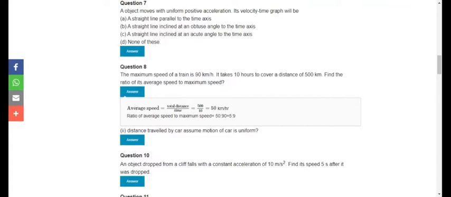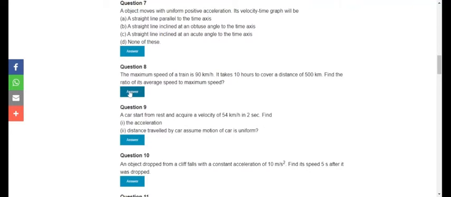So average speed is total distance by total time, so that is 500 divided by 10, so that is 50 kilometer per hour, and the maximum speed is given in the question as 90 kilometer per hour. So you can do 50 is to 90, that comes equivalent to 5 is to 9. And there is question number 9. It has got two parts.